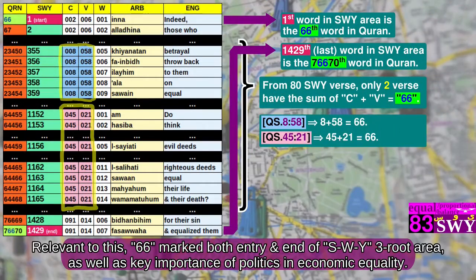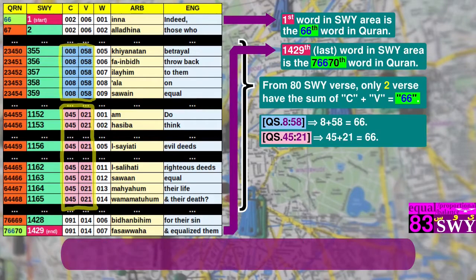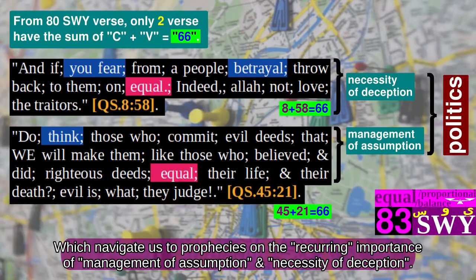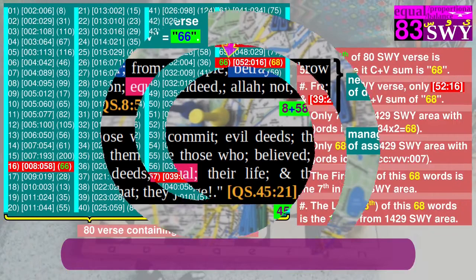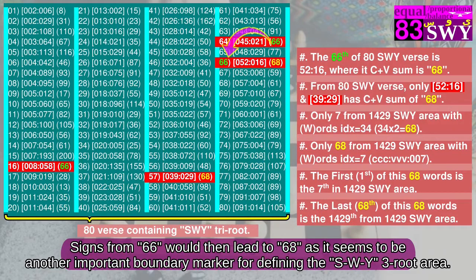Relevant to this, 66 marked both entry and end of SWY3 root area, as well as key importance of politics in economic equality, which navigate us to prophecies, on the recurring importance, of management of assumption, and necessity of deception. Signs from 66 would then lead to 68, as it seems to be another important boundary marker, for defining the SWY3 root area.